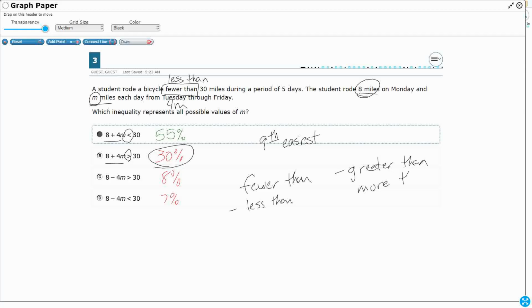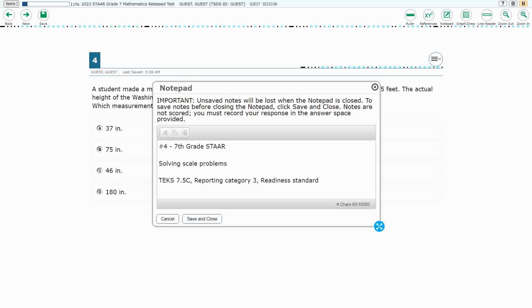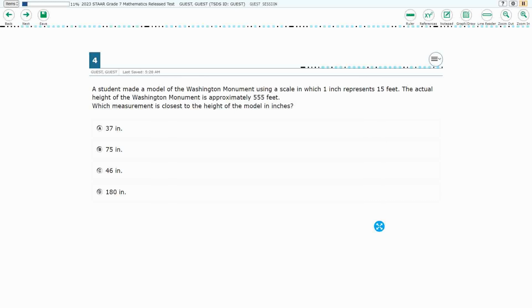We need to find some synonyms for them to practice interpreting to make sure that they can interpret that correctly in a word problem. For number 4, we are solving scale problems. This is a readiness standard in reporting category 3, TEKS 7.5C.